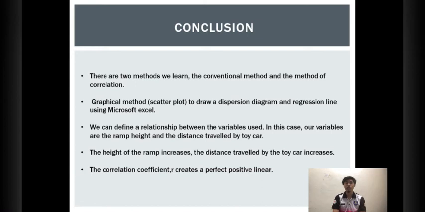In this experiment, we can define a relationship between the variables used. In this case, our variables are the ramp height and the distance traveled by the toy car. We can assume that as the height of the ramp increases, the distance traveled by the car also increases. Our group determined that the correlation coefficient shows a strong positive linear relationship between the variables, using the coefficient of determination.